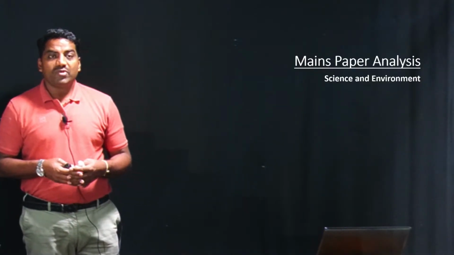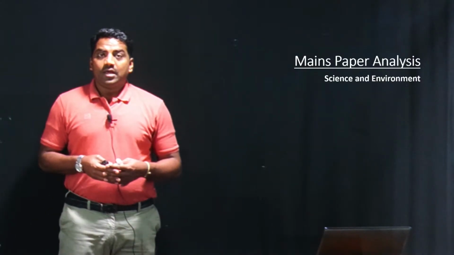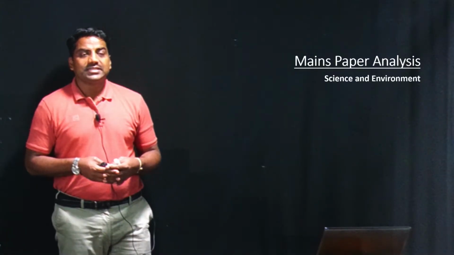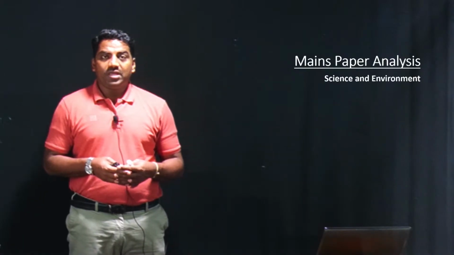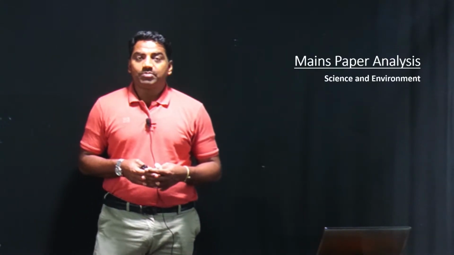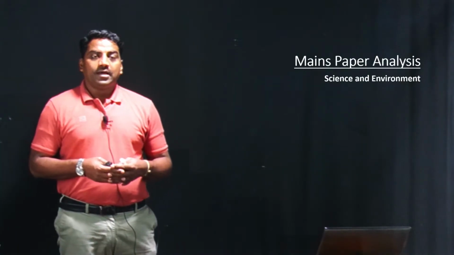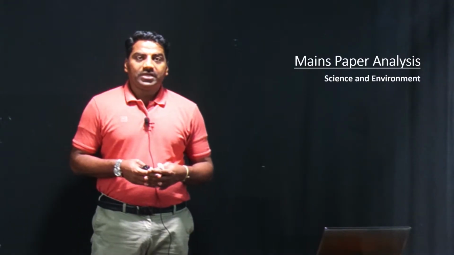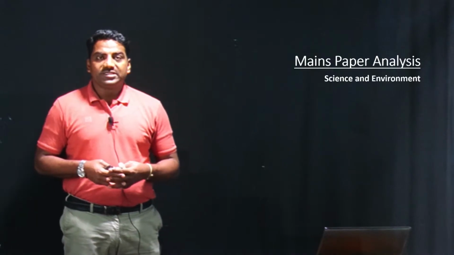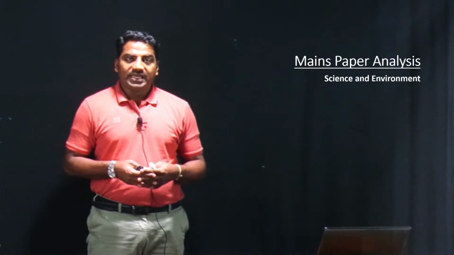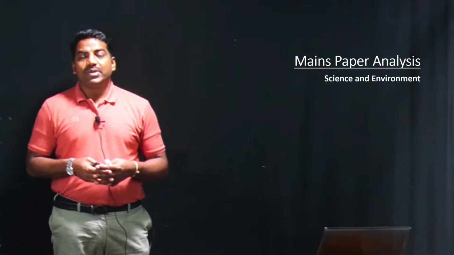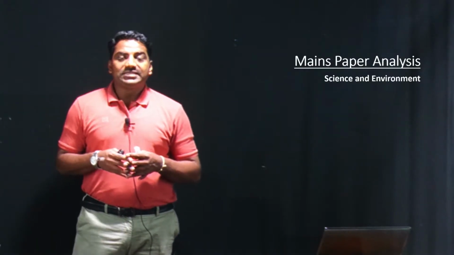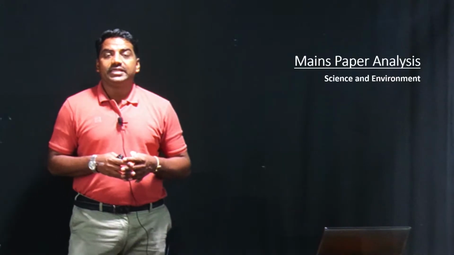In this video, we have made an effort to look into the paper analysis of science and environment. Science and environment is part of paper 3 of GS. General Studies paper 3 consists of other subjects also, like economy, internal security, disaster management, and a very important chunk along with these subjects is science and environment. Again, we are going to bifurcate it into science and environment, and in science, we get questions of science and technology also.